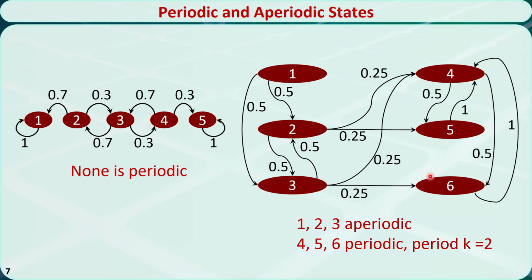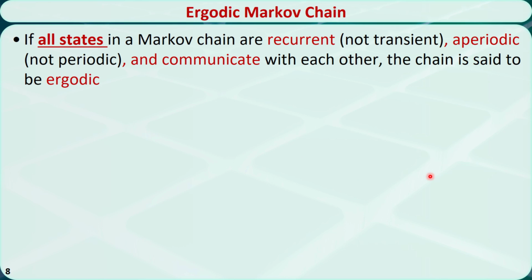If all states in a Markov chain are recurrent, aperiodic, and communicate with each other, then this Markov chain is ergodic. Ergodic Markov chains have some special properties, which will be introduced in another video.